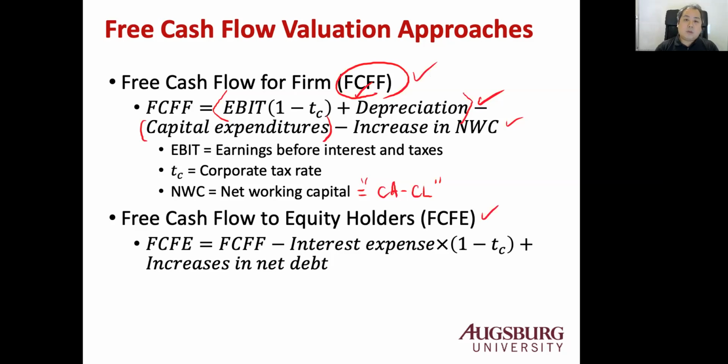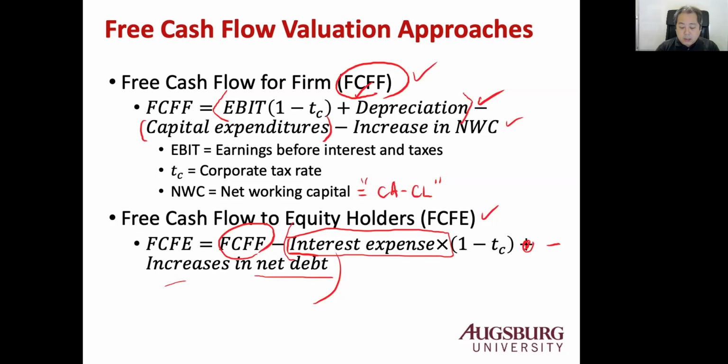Now, free cash flow to equity holders may be calculated by starting from the free cash flow for the firm minus the free cash flow to debt holders. Debt holders receive two types of cash flow: one is interest expense, the other is new debt. So if interest expense increases, then the debt holder receives more free cash flow, right? So if you have a parenthesis, then it should be negative, right?